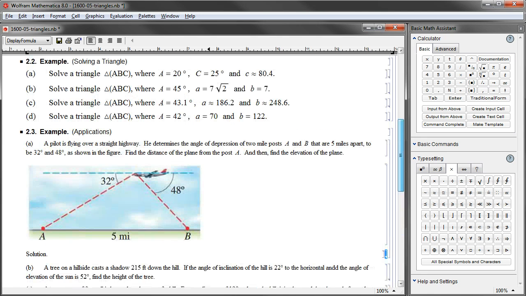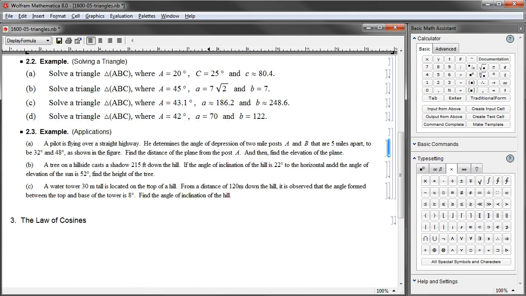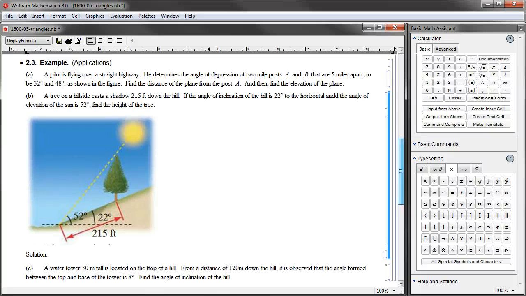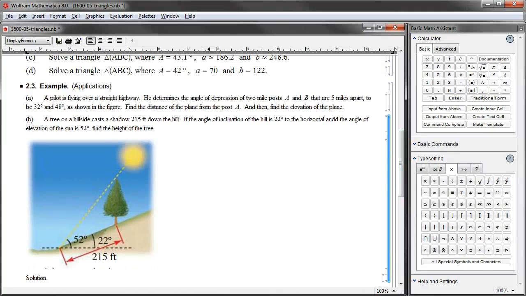Okay, let's move on to the next problem. This problem is going to be a little bit more challenging because we do not see the right triangle right away. A tree on a hillside casts a shadow of 215 feet down the hill. If the angle of inclination of the hill is 22 degrees to the horizon, and, sorry about the typo, the angle of elevation of the sun is 52 degrees, find the height of the tree.